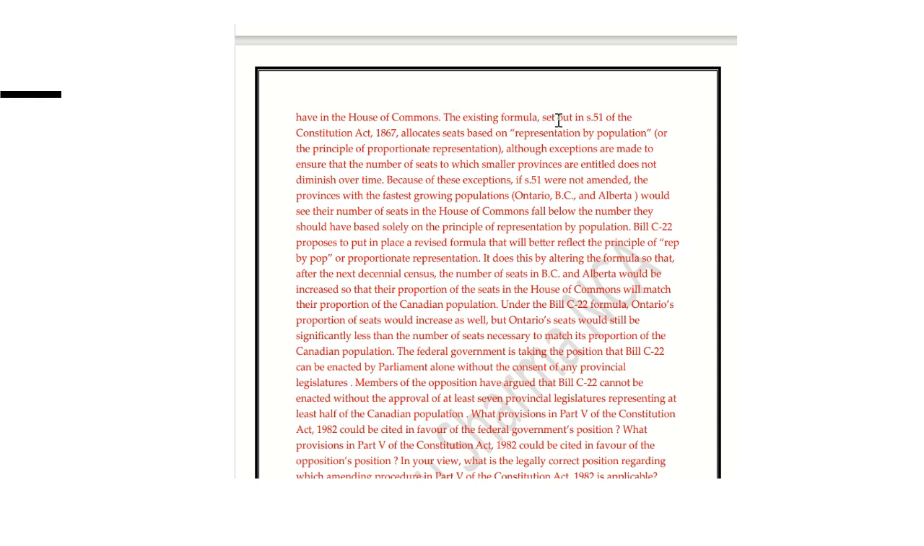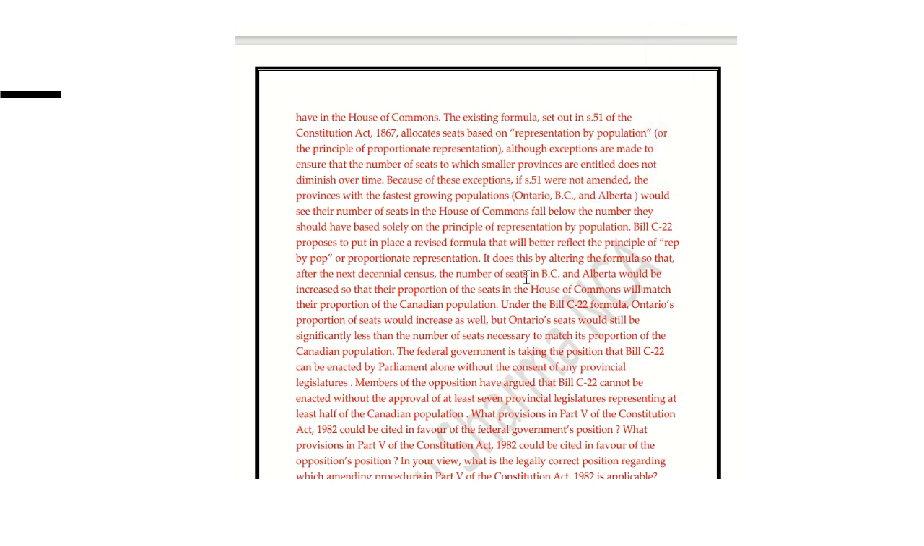The existing formula set out in section 51 allocates seats based on representation by population, although exceptions are made to ensure that the number of seats to which smaller provinces are entitled does not diminish over time. Because of these exceptions, if section 51 were not amended, the provinces with the fastest growing population, these three provinces, would see their number of seats fall below the number they should have based solely on representation by population. So this is the main area of concern. Here the issue of amendment is related to these three provinces.